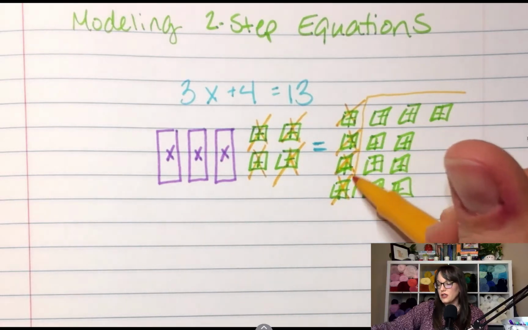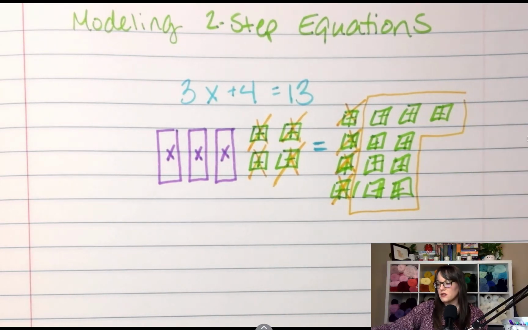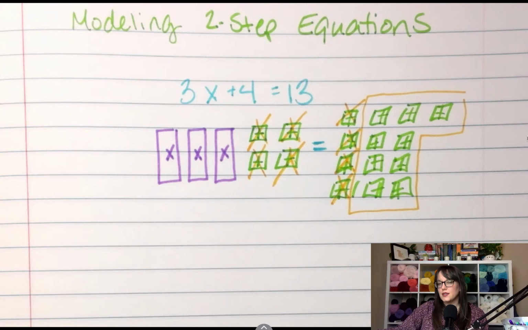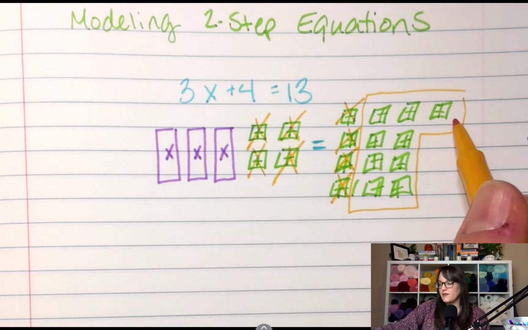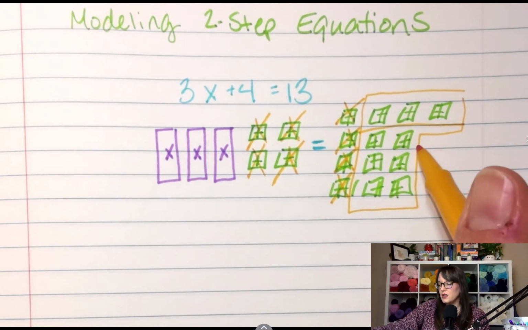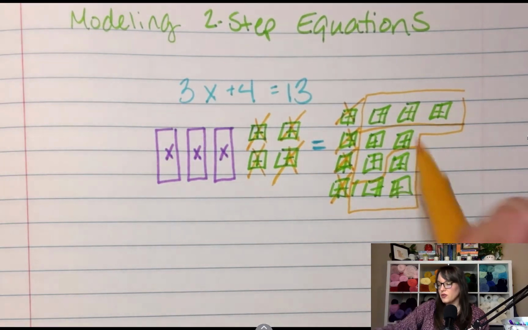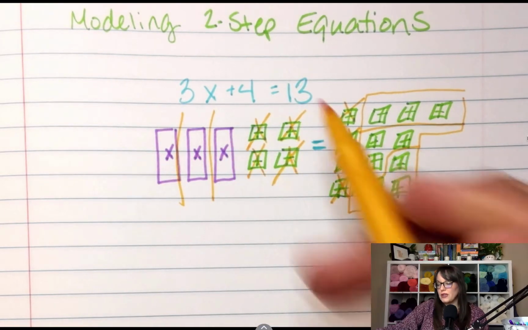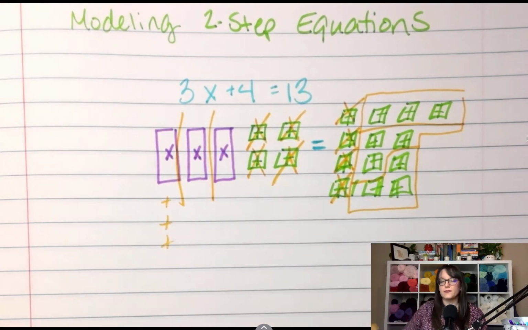how much is over here? How much is left? 9. So if I have 9 pluses, 9 positive ones, and 3 boxes, how much is in one box? 3, because I'm going to divide. So if I divide this into 3 boxes, or 3 groups, 1, 2, and 3 groups, and 1, 2, 3 groups over here, each group gets 3 pluses.